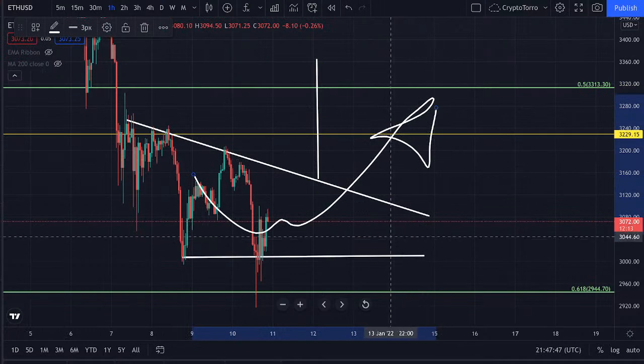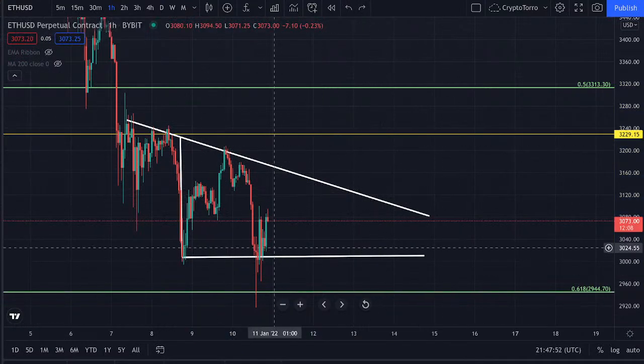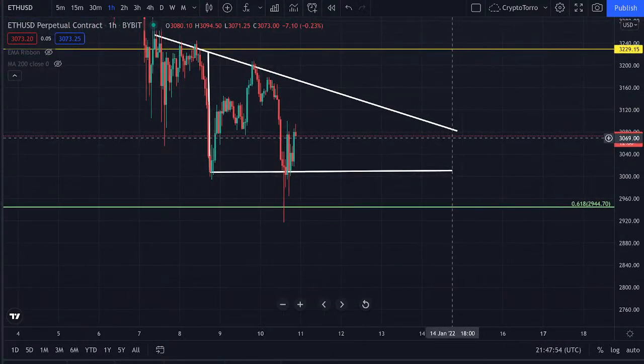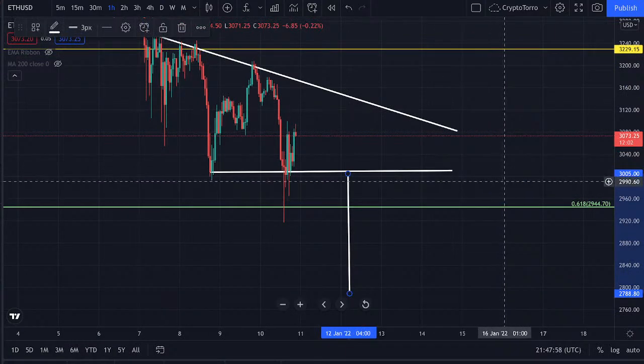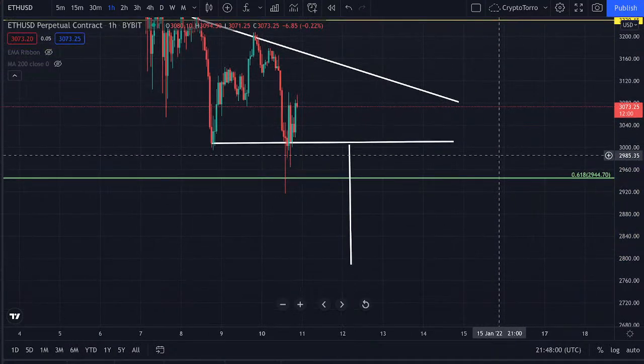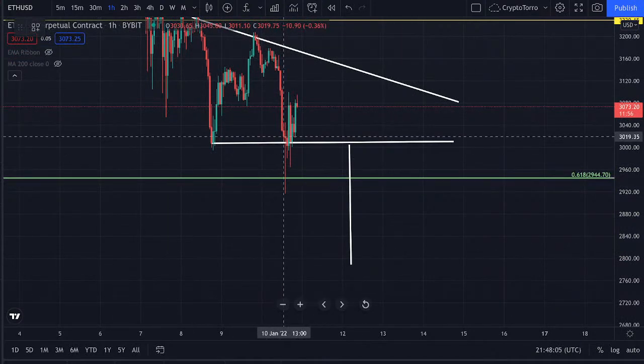But if we do see a further decline, for sure, a breakdown underneath this horizontal level of support is highly likely to occur. Yes, Bitcoin is playing a big role in Ethereum's price action for sure, but Ethereum is also able to perform on itself as well.